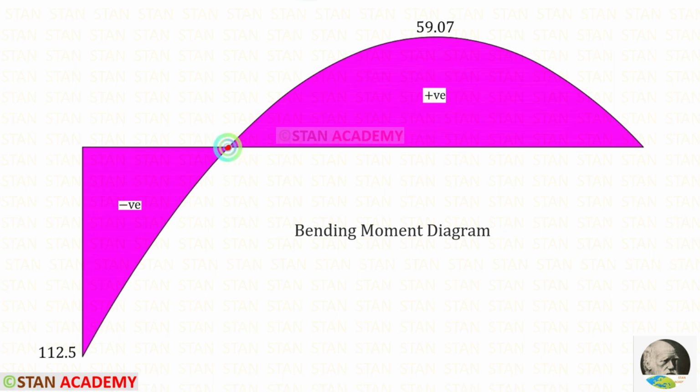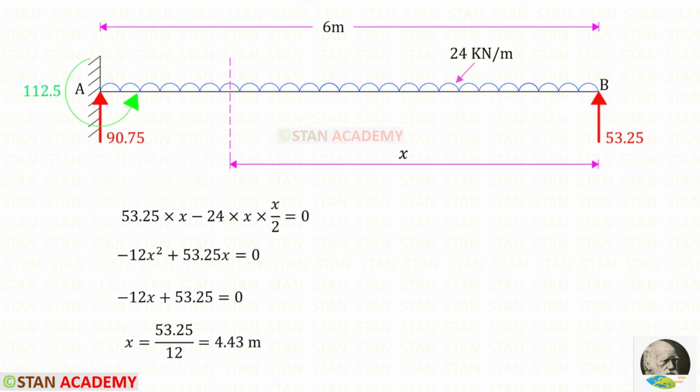Here you can see the bending moment diagram. In this point, the bending moment becomes 0. This is the point of contraflexure. We can make a section in this point and find the distance. You can see that I have made a section at a distance of x from the point B. In this section, the bending moment is 0. Using that concept, we can find x.